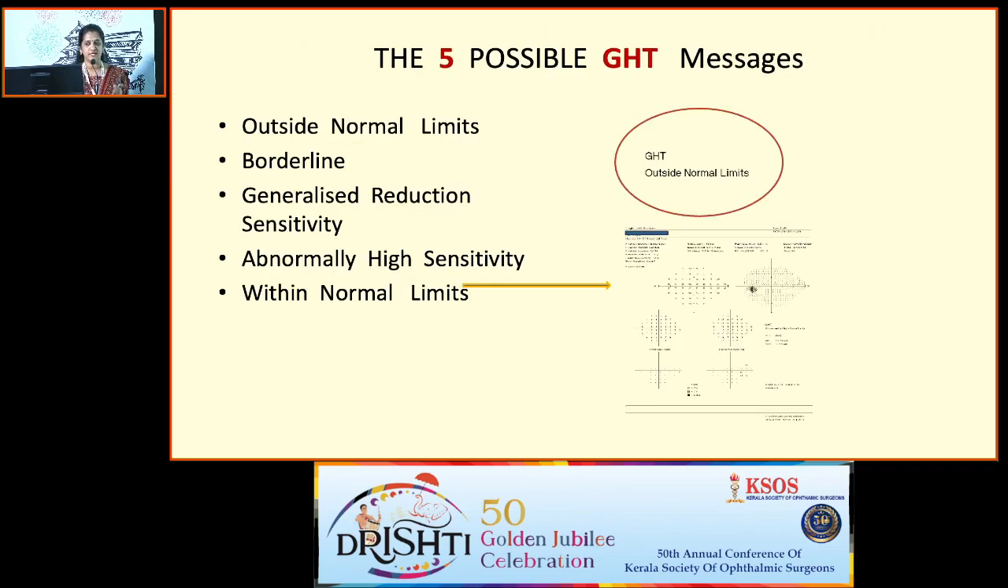The 5 possible GHT messages are: outside normal limits, borderline, generalized reduction in sensitivity as in cataract or any other refractive errors, abnormally high sensitivity, or within normal limits. Outside normal limits means that the 5 upper points and the 5 lower points in both the hemispheres are significantly different. So this becomes important because they have been based on specific glaucoma points. So this is very important, outside normal limits. Anything which doesn't fall into the ONL comes as borderline.